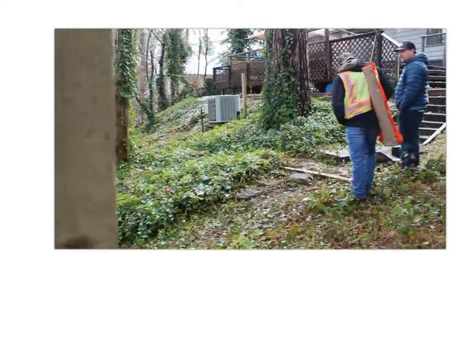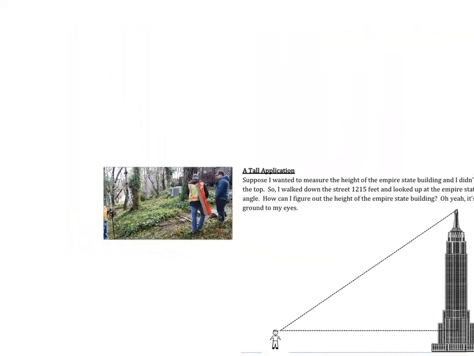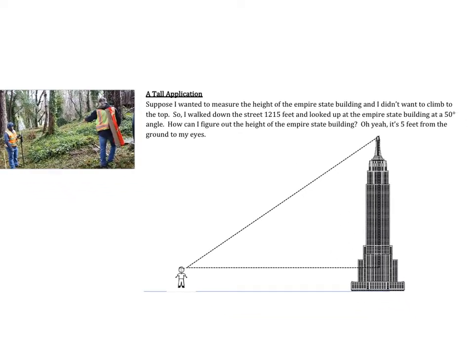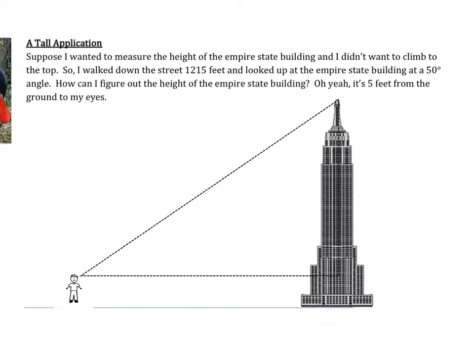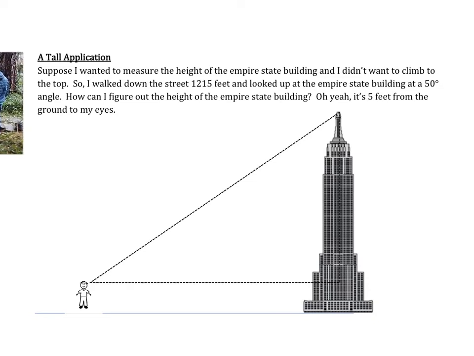So let's go ahead and try this out here. We're going to look at a problem. We're going to do some surveying of our own. Let's say we're going over here to the Empire State Building, and we want to measure the height of the Empire State Building. But we don't have a tape measure long enough, so you can't just walk up to the top and throw a tape measure off the top of the building. But let's say this. Suppose we want to measure the height.